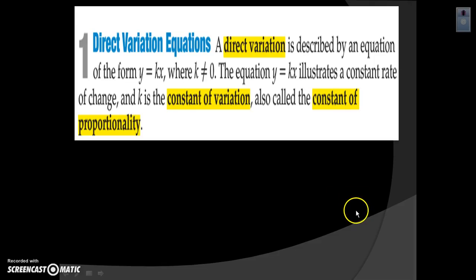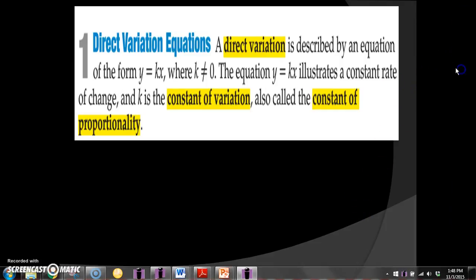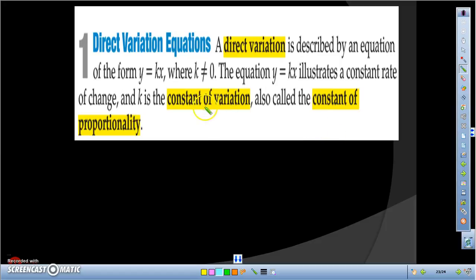Alright, direct variation is described by an equation of the form y = kx. Make sure you're getting the stuff that I highlight here. The y = kx, definitely want to get that jotted down. When I see anything in this form, I know that I have a direct variation. It illustrates a constant rate of change.